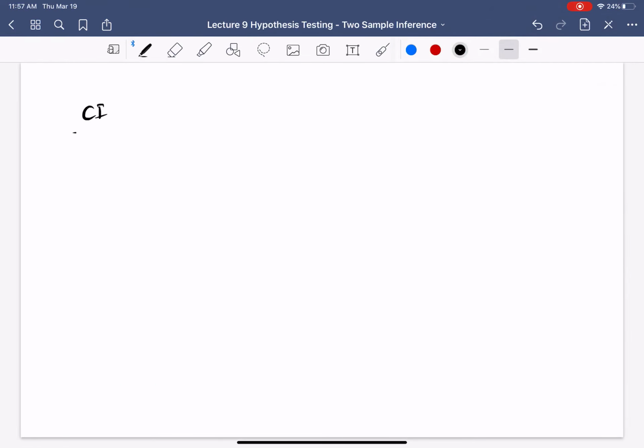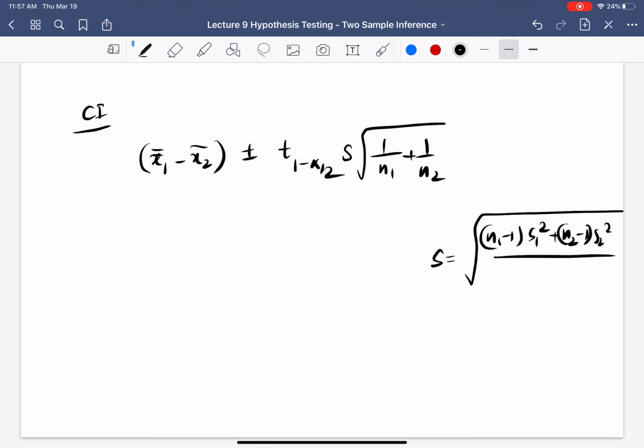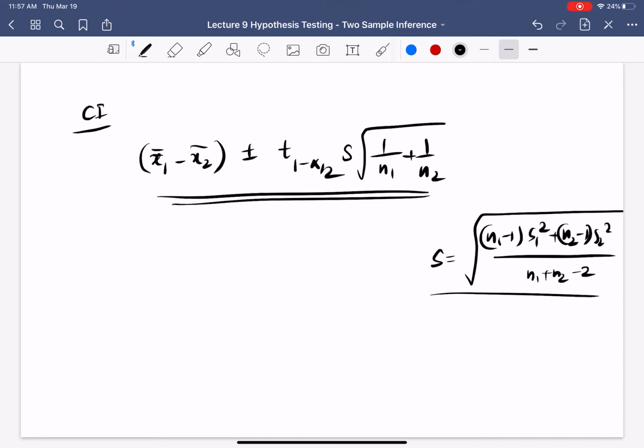Now, if the question asks for a confidence interval, what will be the formula? So here the formula is x1 bar minus x2 bar plus or minus t 1 minus alpha by 2 into s into under root 1 by n1 plus 1 by n2. Again, the formula for s does not change, which is under root n1 minus 1 into s1 square plus n2 minus 1 into s2 square divided by n1 plus n2 minus 2. So this is the formula for confidence interval.